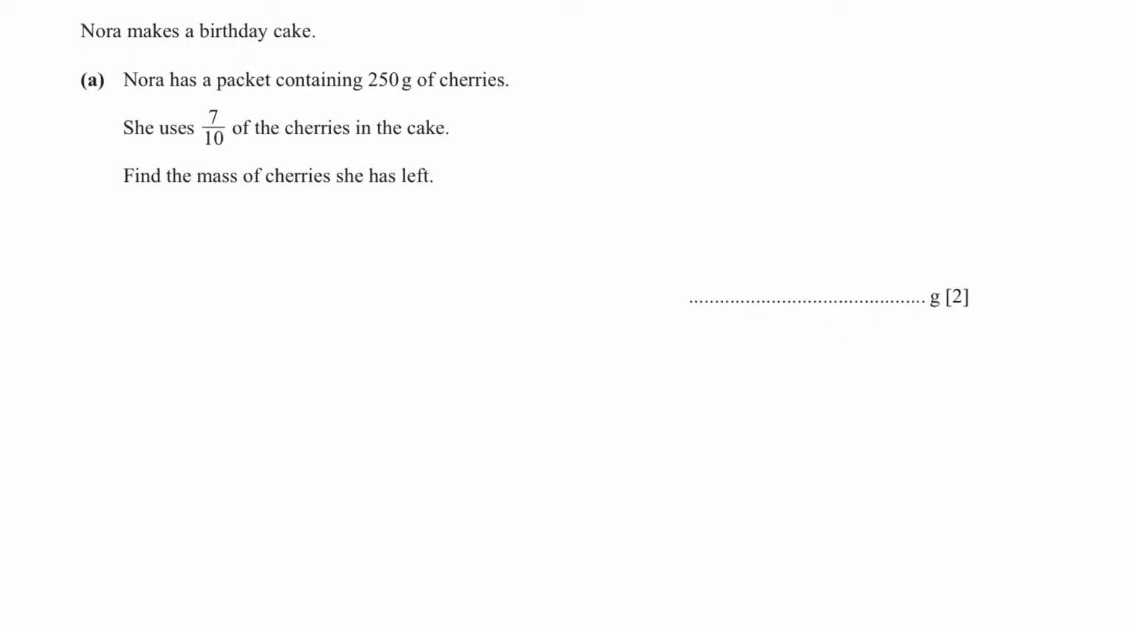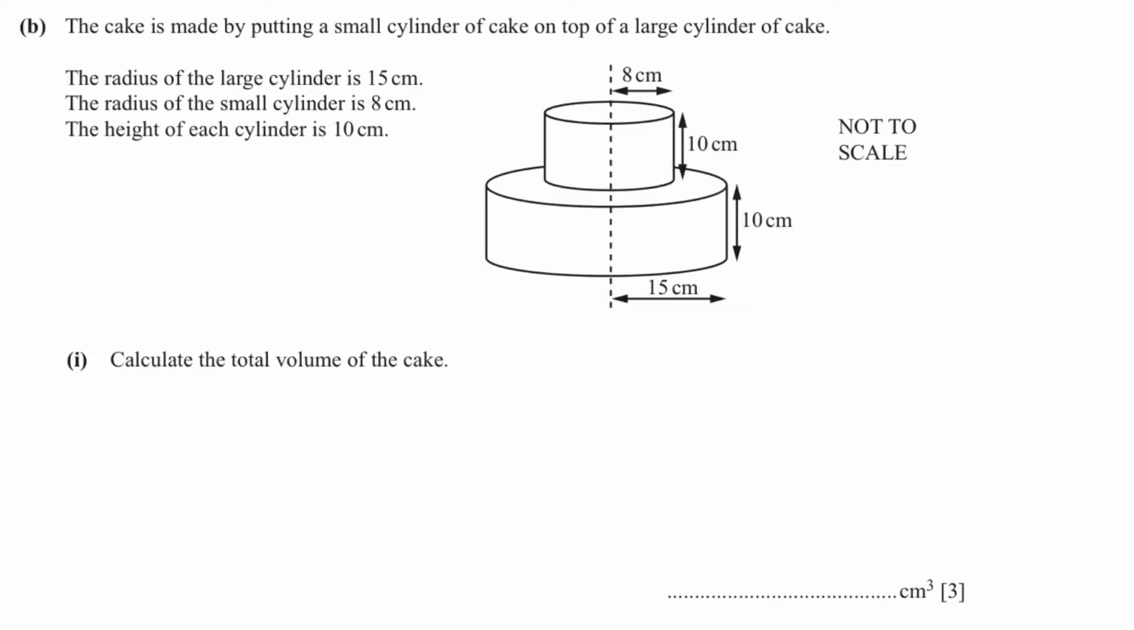Question number 7. Nora makes a birthday cake. She has a packet containing 250 grams of cherries. She uses 7/10 of the cherries in the cake. Find the mass of cherries she has left. So 7 over 10 of 250 grams of cherries. This will give us 75 grams. So she is left with 75 grams of cherries.